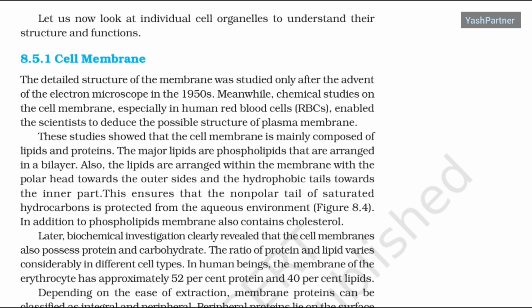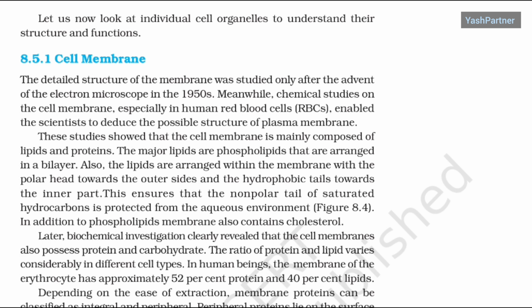These studies showed that the cell membrane is mainly composed of lipids and proteins. The major lipids are phospholipids that are arranged in a bilayer. Also, the lipids are arranged within the membrane with the polar head towards the outer side and the hydrophobic tail towards the inner part. This ensures that the non-polar tail of saturated hydrocarbons is protected from the aqueous environment. Figure 8.4. In addition to phospholipids, the membrane also contains cholesterol.